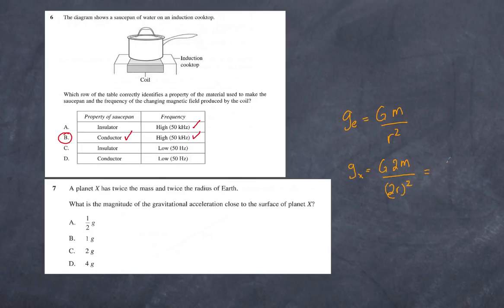And if I clean that up, you'll see that I get 4r squared on the bottom, and I have 2GM over here, and therefore 2 and 4 cancel out such that we have 2 here, but I have GM over r squared, which is g. So we have, in essence, half of the Earth's g is Gx, and that makes A the answer.